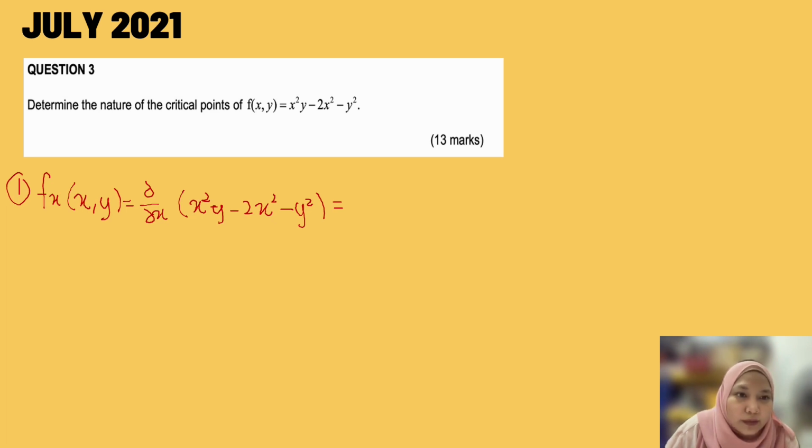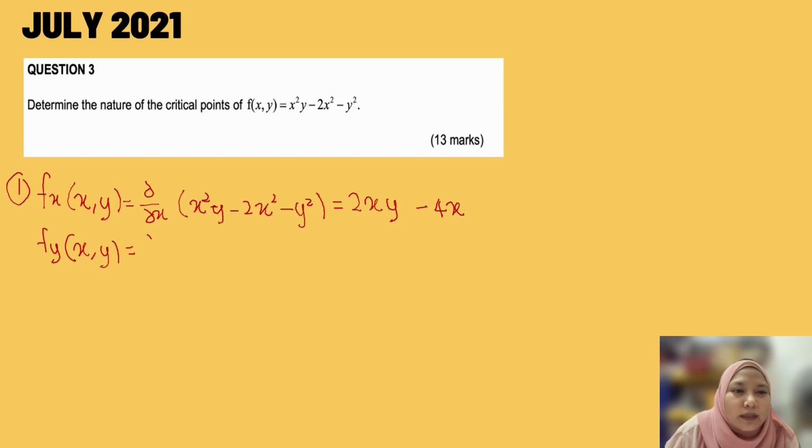So for this part, we get 2xy, and then for this part, we multiply 2 by 2, we get negative 4, and then x to the power of 1 minus 1. So for this one, we don't have any variable x, so it will no longer be here. Alright, and then we need to differentiate the same function with respect to y.